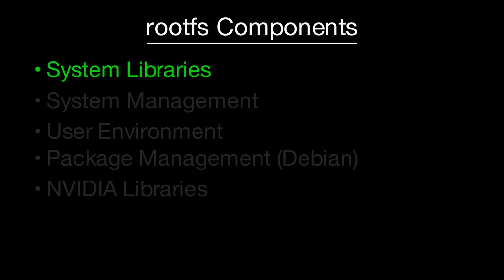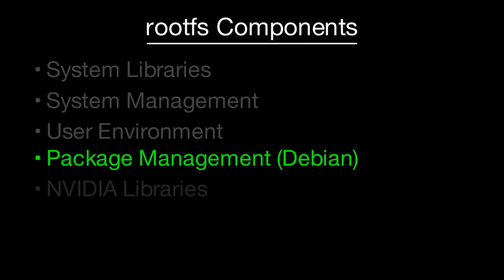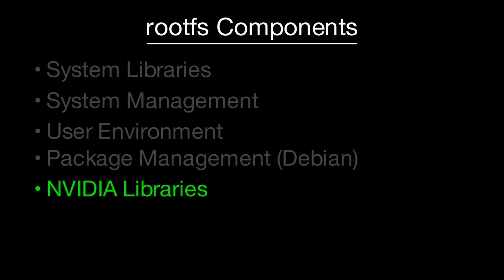System libraries provide essential functions that applications and system services rely on to run. System management controls background services, processes, and resource allocation to keep the system running smoothly. The user environment includes the command line shell, system utilities, and tools that allow users to interact with the operating system. Package management enables software installation, updates, and dependency handling using apt and dpkg. NVIDIA libraries provide GPU acceleration, AI capabilities, and multimedia processing optimized for Jetson hardware.